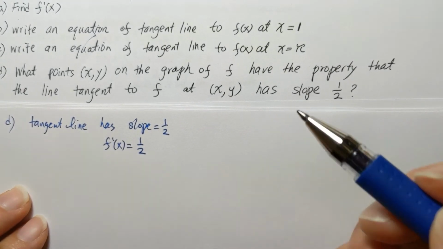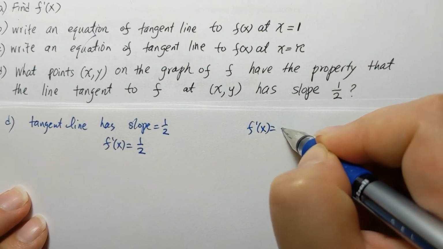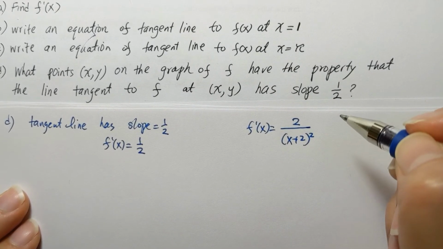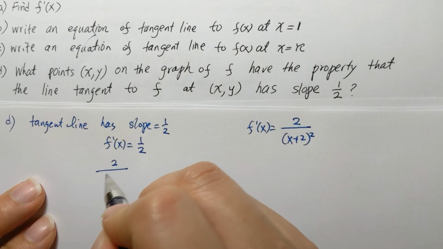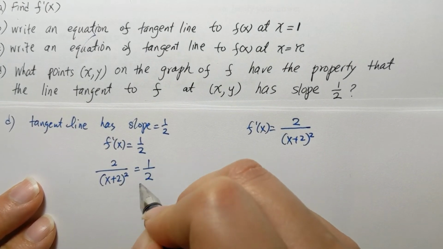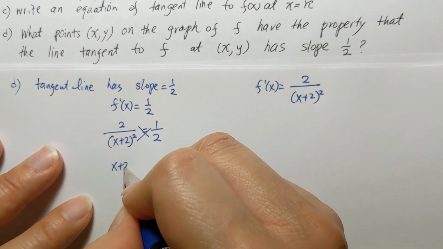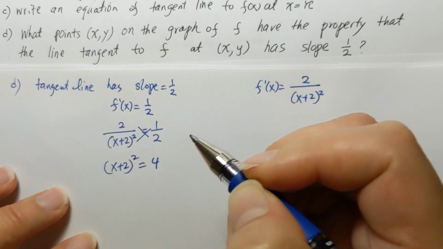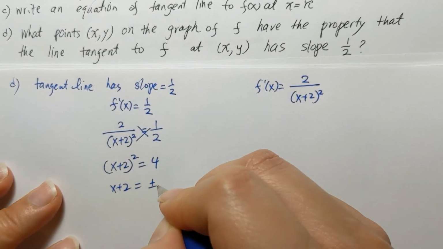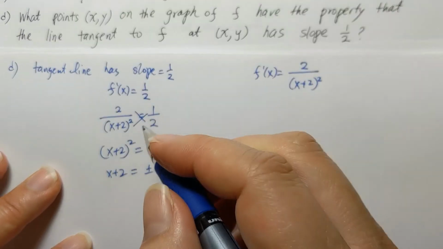From part A, we found f prime of x. So f prime of x equals 2 over (x plus 2) squared, that we got from part A. So now we have 2 over (x plus 2) squared equal to 1/2. Now we just cross multiply. So we get (x plus 2) squared equal to 4. So we get x plus 2 equal to plus or minus the square root of 4, because there are two numbers that have square equal to 4.